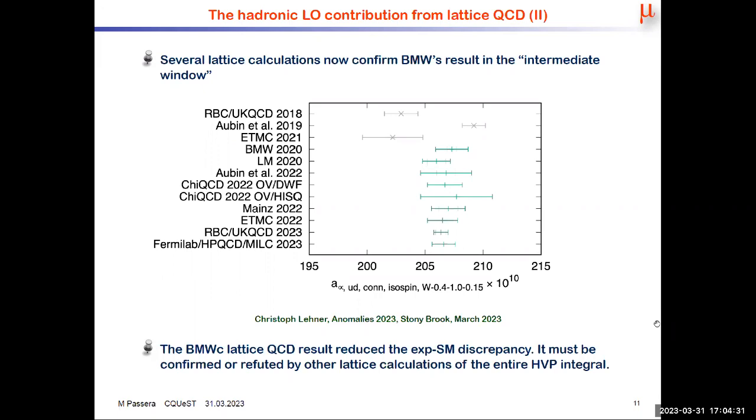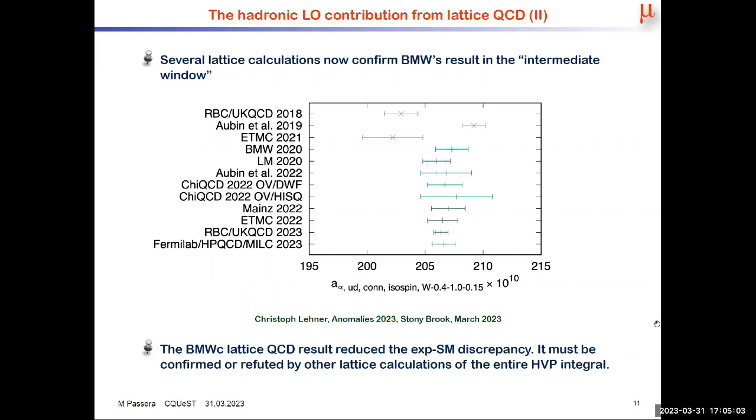But there are many other groups that manage, in a particular window, so restricting to a particular window, to do the calculation as well, and several, you see them here, they obtain the same result. So there is a partial confirmation of this result by the BMW collaboration. I say partial because we are really talking about a window only. But in that window, we now have, and this is really very recent news, this agreement, okay?